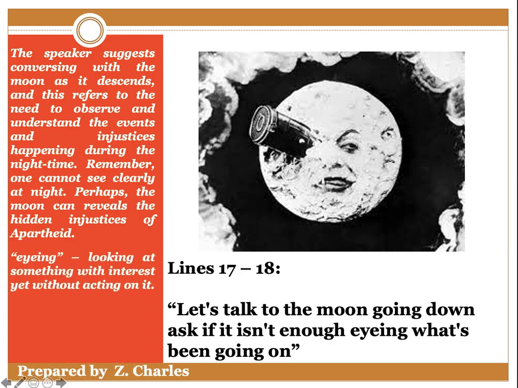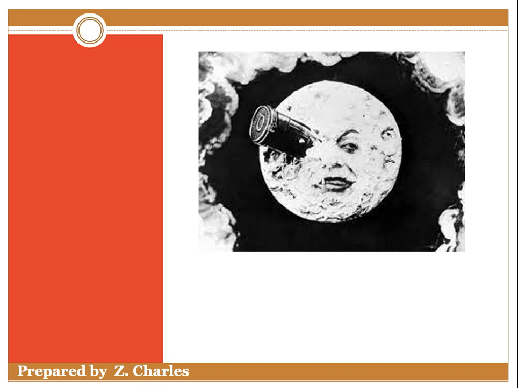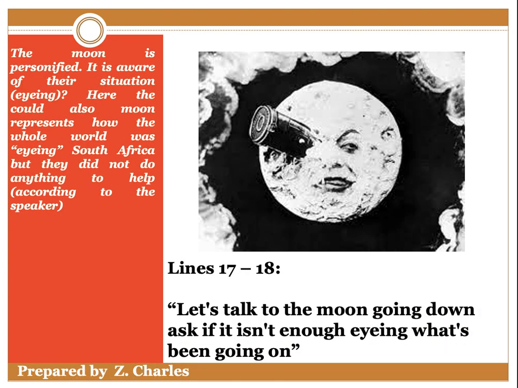Eyeing. Look at something with interest yet without acting on it. So when you eye something, you're like, okay, I see that there, but I'm not gonna take it now or buy it now. That's just a random example. So the moon is personified here. It is aware of the situation. Is it aware that it's eyeing? Does the moon know what's going on? Here, the moon could also represent the whole world. Has the whole world been eyeing South Africa? Are they not doing anything? What can the moon say or do? But take that analysis very lightly.